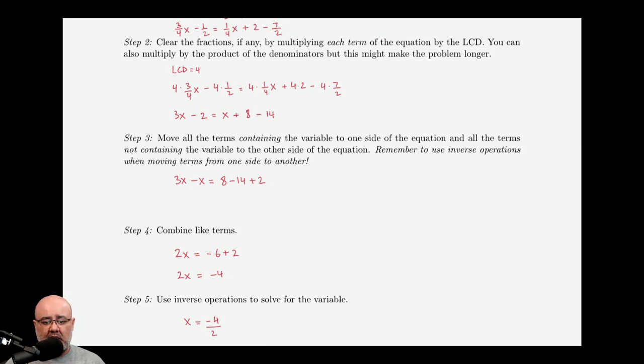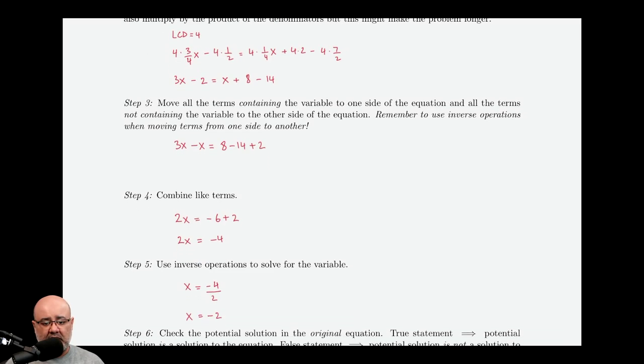So if 2 is being multiplied by the x, in order to get rid of this 2, I would need to divide it over to the other side. So negative 4 divided by 2 gives us negative 2. That is a potential solution. We don't know whether it's the solution to this equation or not. We have to check it in the original equation.